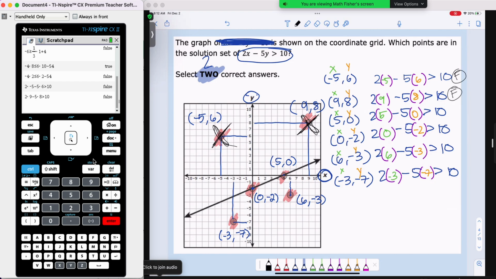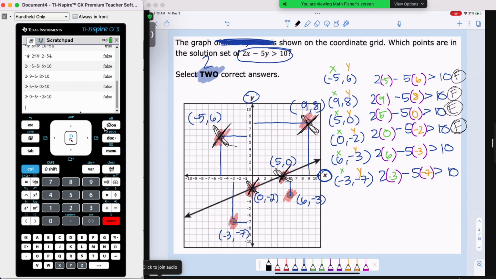So next one, 5, 0. We have 2 parentheses 5 minus 5 parentheses 0. Control equals, get the correct symbol, 10. Enter. That gave me false. So I know 5, 0 cannot be an answer. Then I have 2 parentheses 0 minus 5 parentheses negative 2. Control equals 10. Enter. That gave me false. So I know that 0, negative 2 can't be my answer.